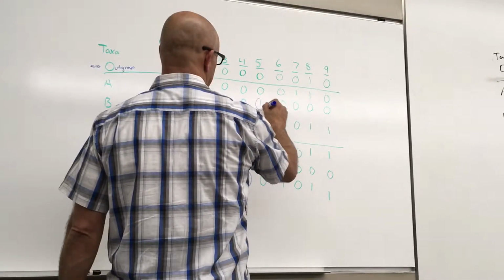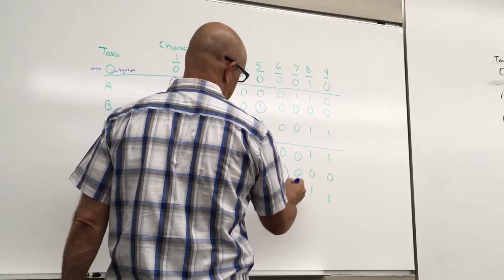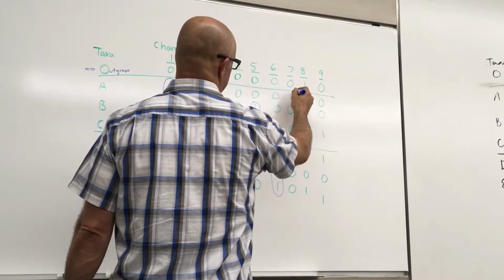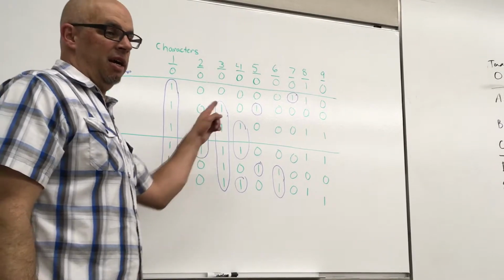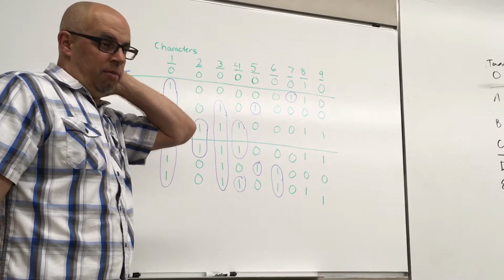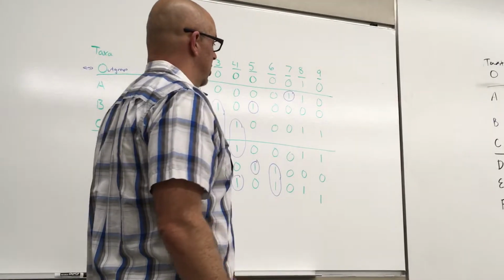5 would be here and here. 6 would be these two. 7 would be just this one. That one's not shared, so that's the kind of character that we call an autapomorphy because it's not shared. It's derived, it's different from the ancestor, but it's not shared.